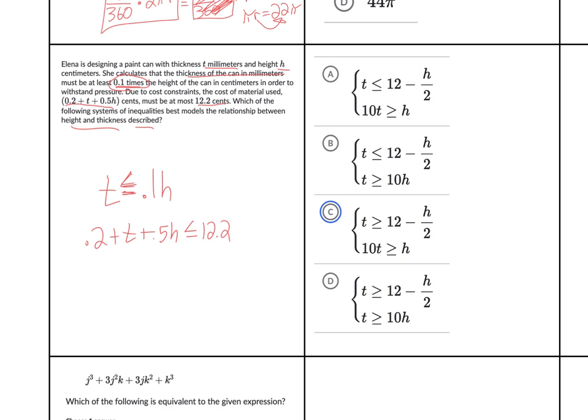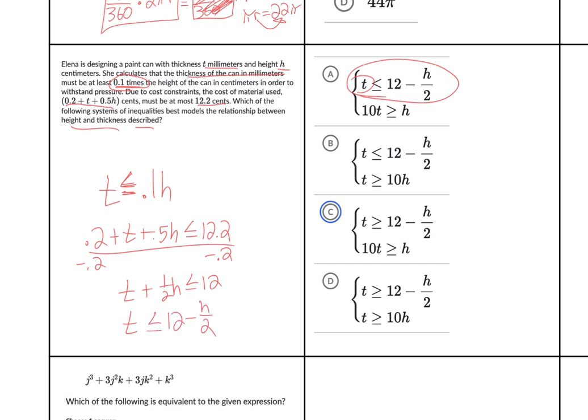Now I don't see any decimals here, and so I see a half. So let's take a look at this. This top one, they all kind of look the same. This top one kind of looks like this, because if I subtract 0.2 from both sides, I'll get t plus 1/2 h is less than or equal to 12. But I notice they've solved for t here. So t is less than or equal to 12 minus h over 2. So I'm seeing that in a couple places.